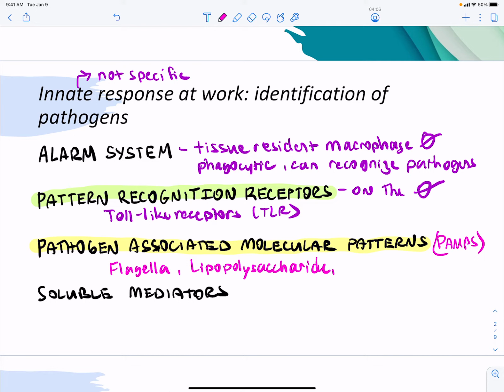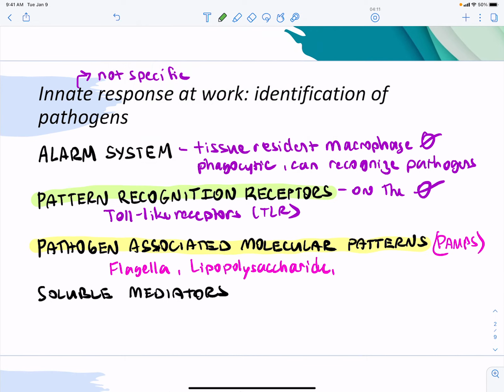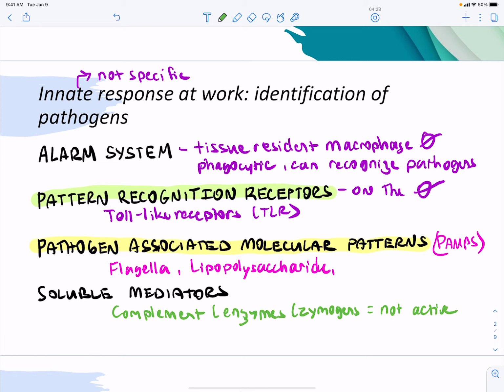Now, other parts of an innate response that are important are soluble mediators. And so an example of this is complement. Complement are a series of enzymes, and they're called zymogens, which means they are not active until they're activated. Another example of zymogens are your digestive enzymes. They have to get activated in order to work. Same thing with our complement system.